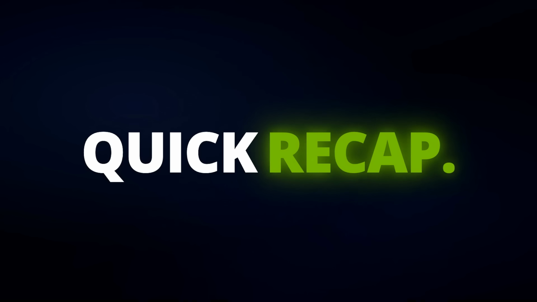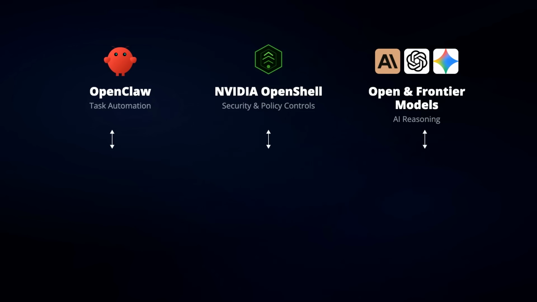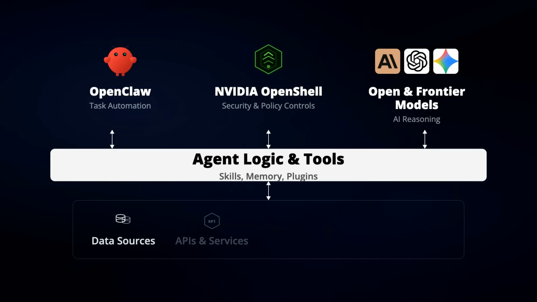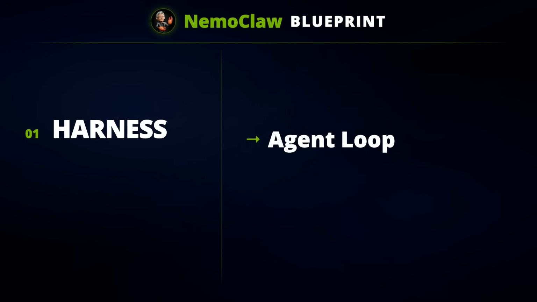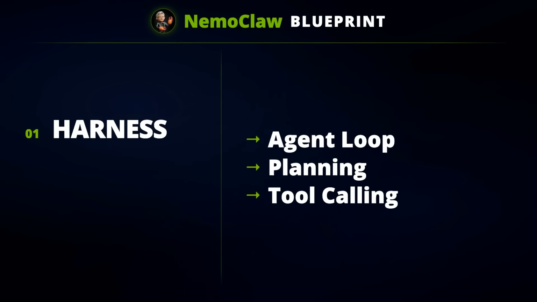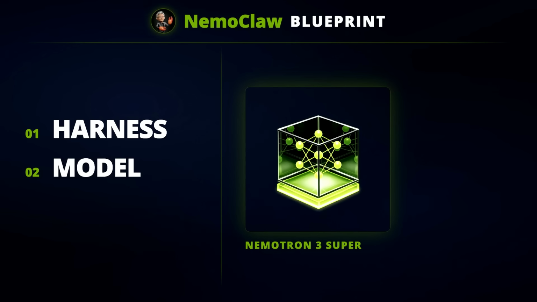Okay, so just a quick recap. NemoClaw is best thought of as an open blueprint for building specialized agents. And a NemoClaw blueprint is more than just OpenClaw. A NemoClaw blueprint always has three parts. You've got a harness, that's the agent loop, the planning, the tool calling. You've got a model. Typically, NVIDIA is using Nemotron, and in this video, I'm going to be using the Nemotron supermodel, but it doesn't have to be that model.